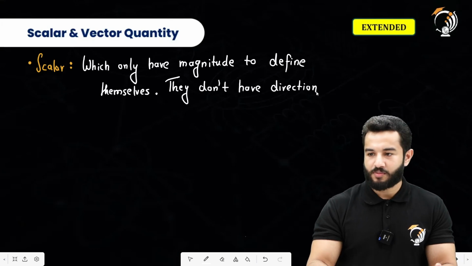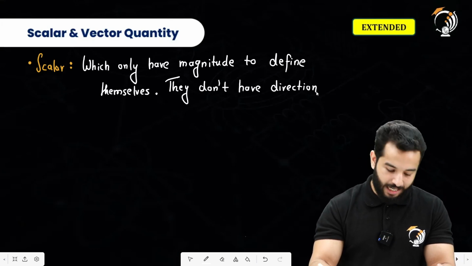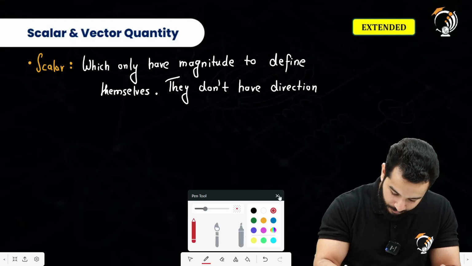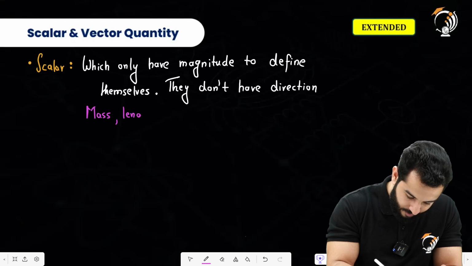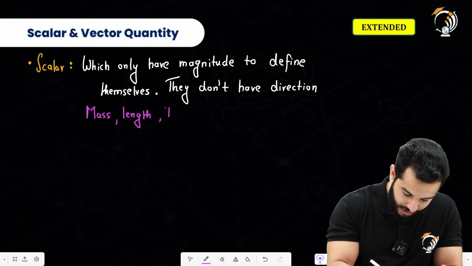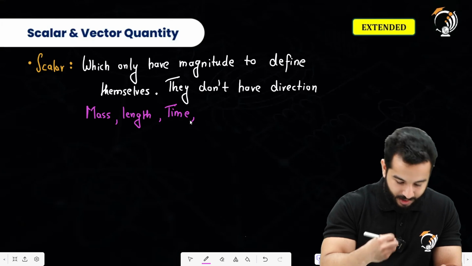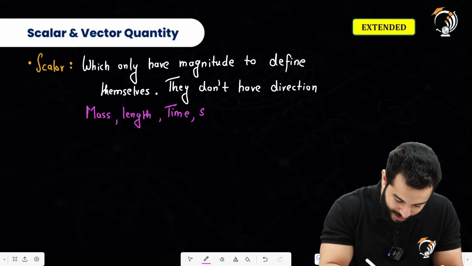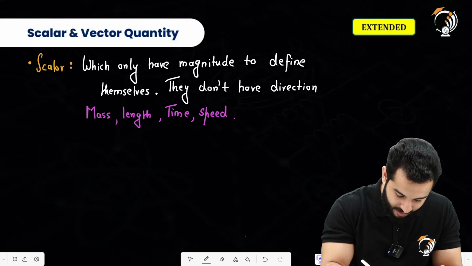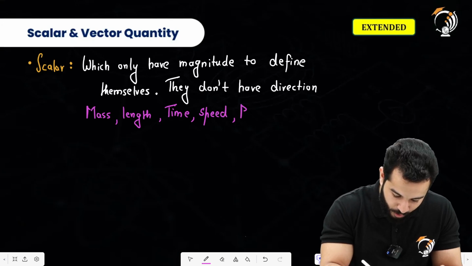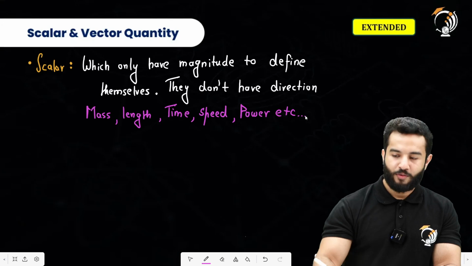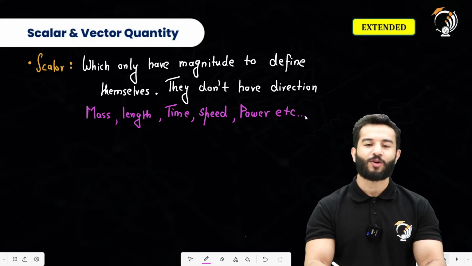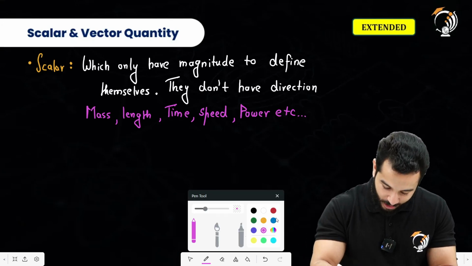Moreover, you can give many examples for scalar quantities. Examples can be, you can start with mass, length, time, and after this you're going to say speed. Then you can talk about power, work, and so on, right? So these are some of the physical quantities which are scalar. That means we do not require direction.